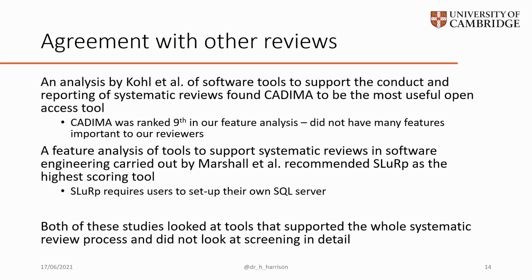However, both of those studies were assessing tools to support the entire systematic review process. And at the time we were doing that work, it was the first piece of research that was looking specifically at screening, and then specifically at title and abstract screening. So it's interesting that when you look specifically at that area, certain tools definitely came out a lot better.